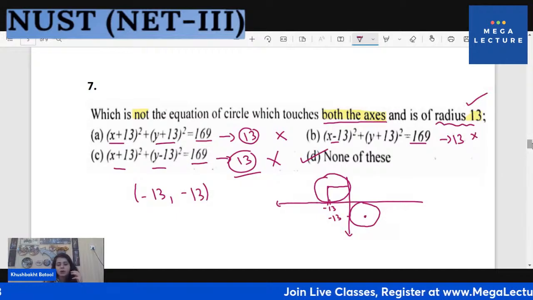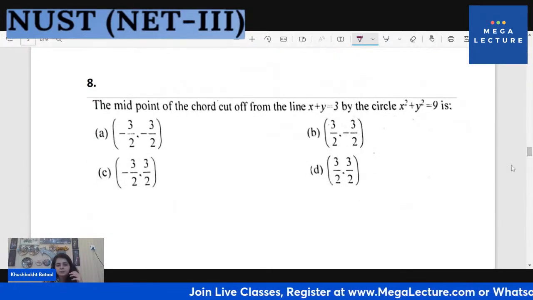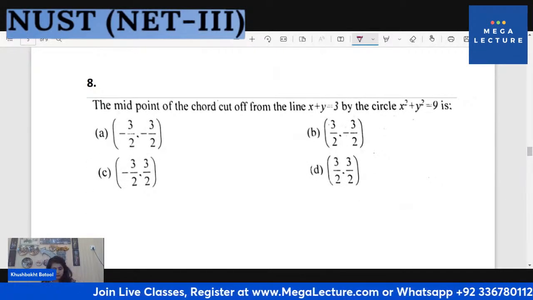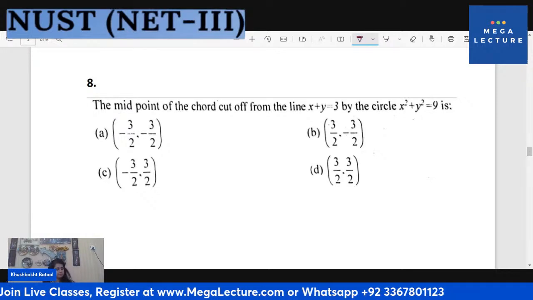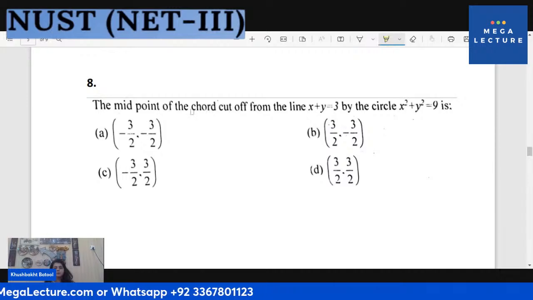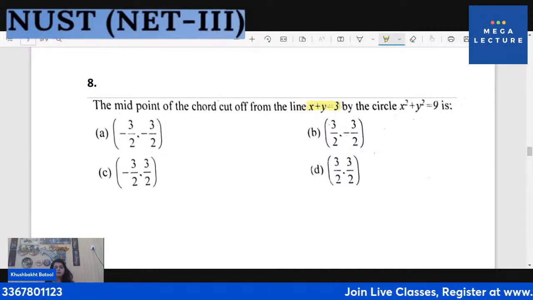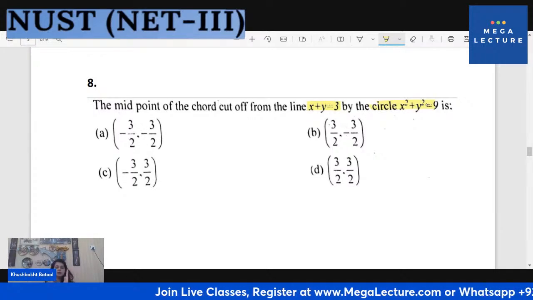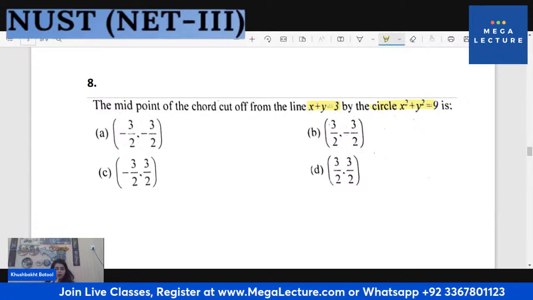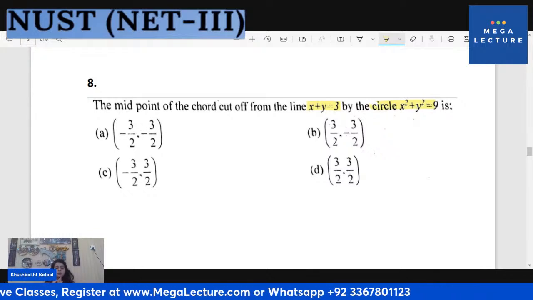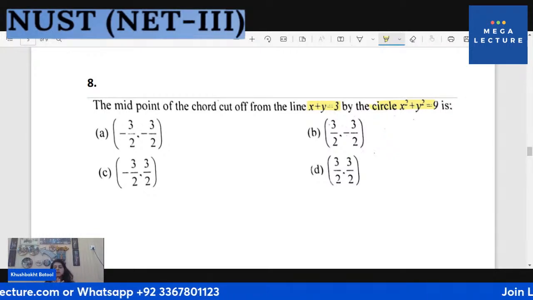Okay, let's talk about the next question. Now this is very, very interesting. It says the midpoint of the chord cut off from the line x plus y equals 13 by the circle is. Alright, now please be clear with the statement. The midpoint of the chord cut off from the line x plus y equals 13 by the circle x squared plus y squared equals 9 is.